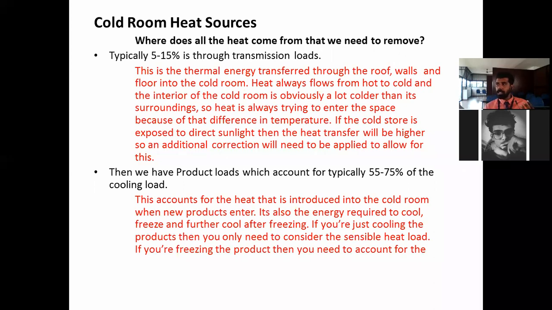So you know that the outside temperature is comparatively warm compared to the inside of the cold room, right? So the outside heat obviously has a tendency to come inside because it transfers from hot to cold. If the cold store is exposed to direct sunlight, then the heat transfer will be higher, so an additional correction will be needed to allow for this. So 5 to 15% is through the transmission load. So you now understand about that: from the wall and roof, heat is transmitted through this.